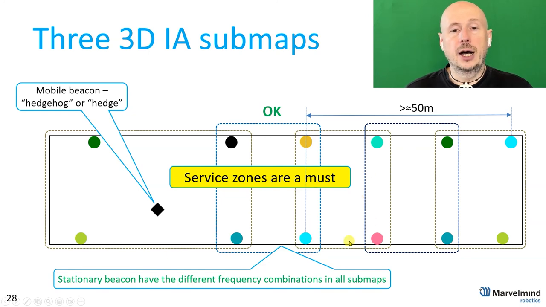Second, you must not have the same frequency in neighboring submaps. For example, this color must not be the same as this one. Otherwise, it will be a mistake. So check that as well.